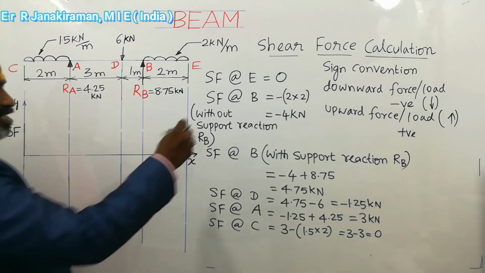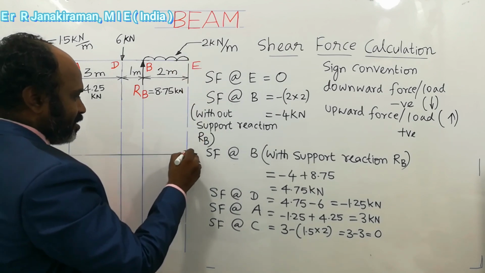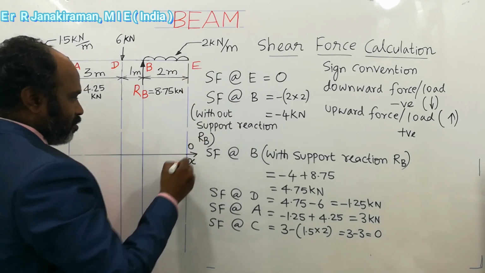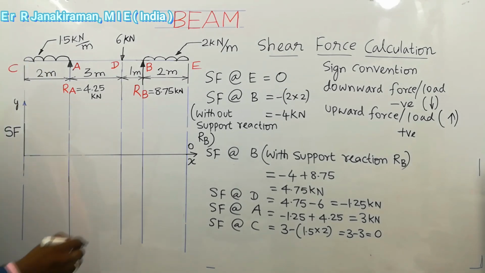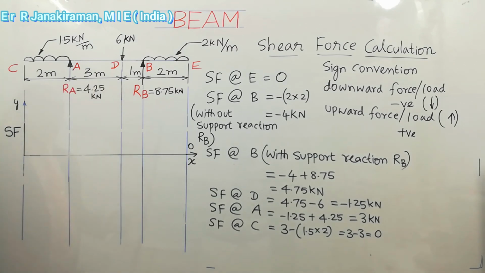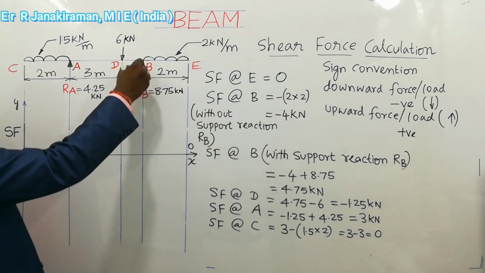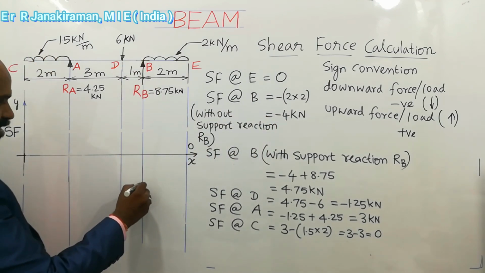First, at point E, tracing it down, the value is 0. Okay, next point is point B. Point B has minus 4. Minus means below this line is negative, above is positive. That is the shear force value. So this point will be 0,0, called the origin. Below is negative, above is positive; we are going to plot all the shear force values. So shear force at point B, the value is minus 4. Tracing down from B, we will mark minus 4 like this.